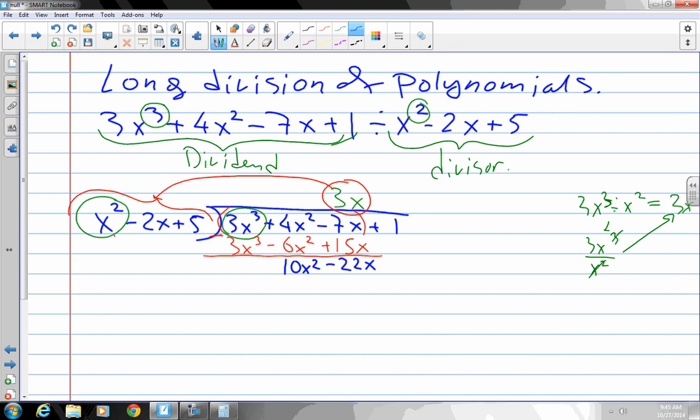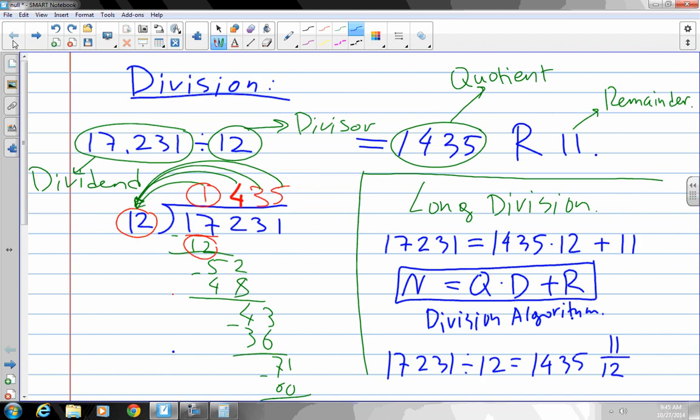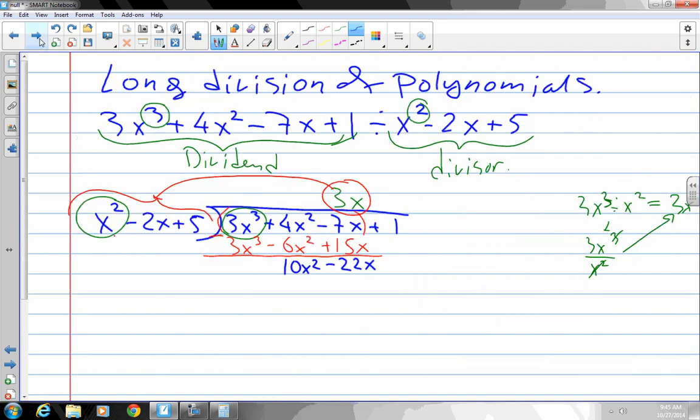This is the biggest difference between numerical division and polynomial division: you have to really pay attention to your signs. You're subtracting the whole thing, so the signs change all along. Then repeat the process. Bring the 1 down and do this whole thing again. Take the first term, 10x squared, and divide by the first term of your divisor. So 10x squared divided by x squared. What is that going to give you? Just 10, right? So the 10 goes all the way up here.